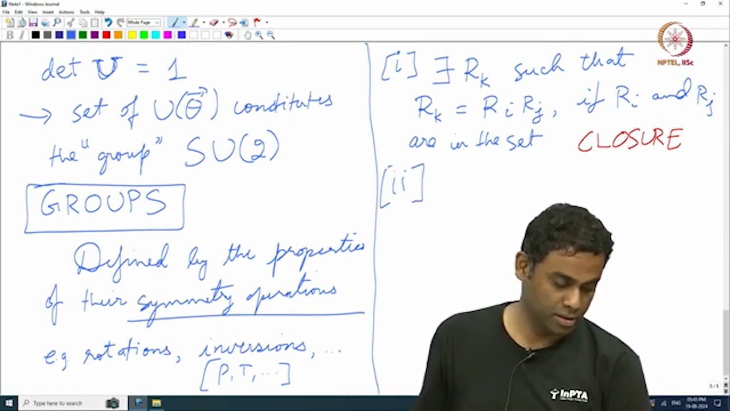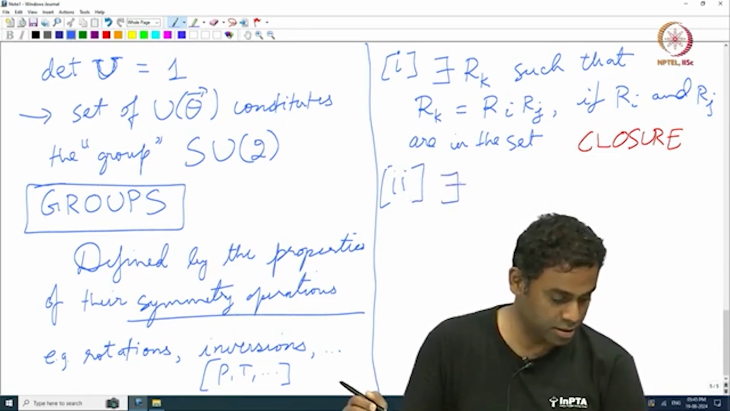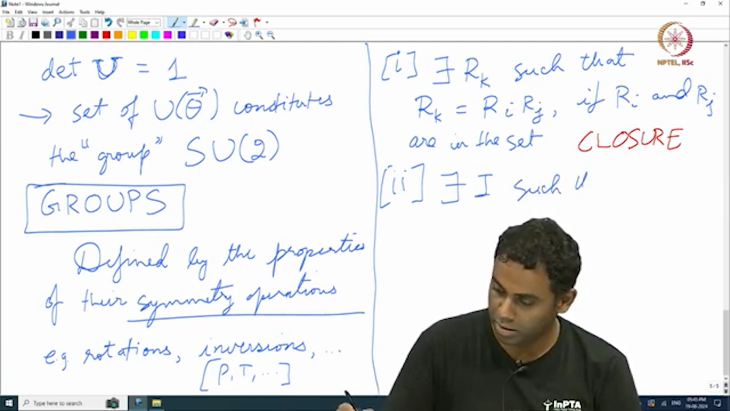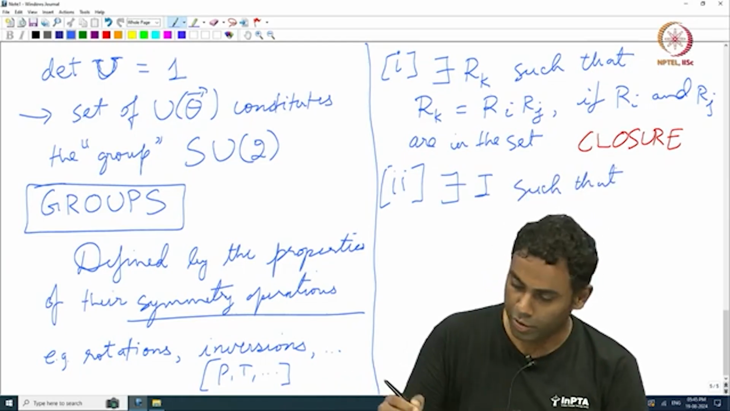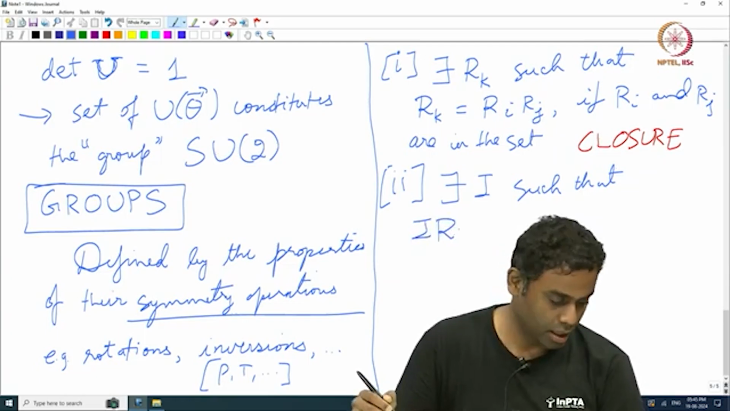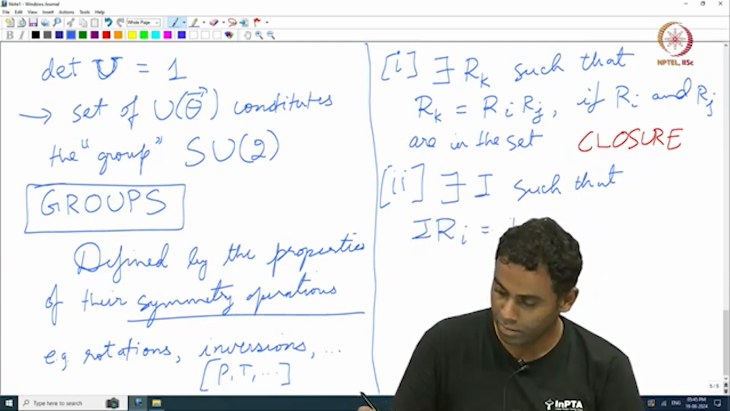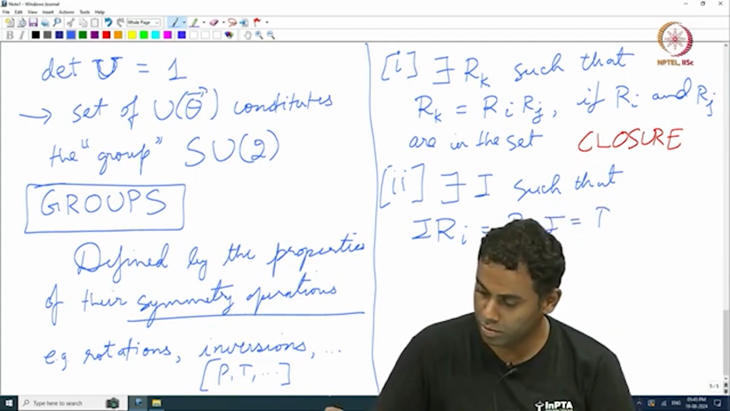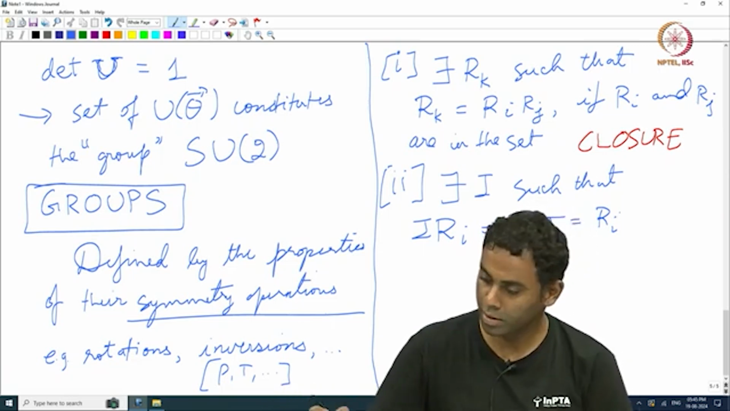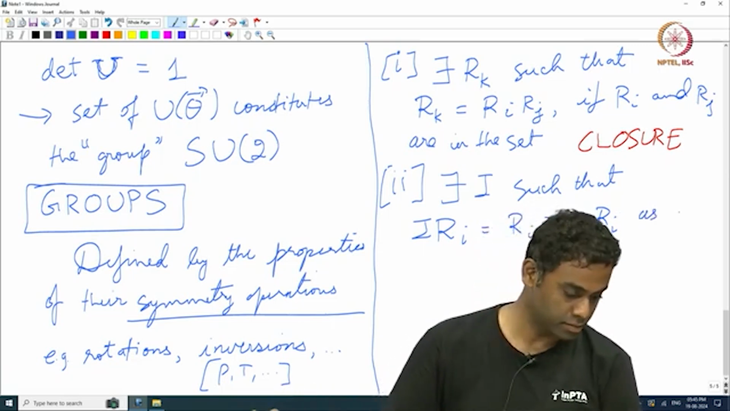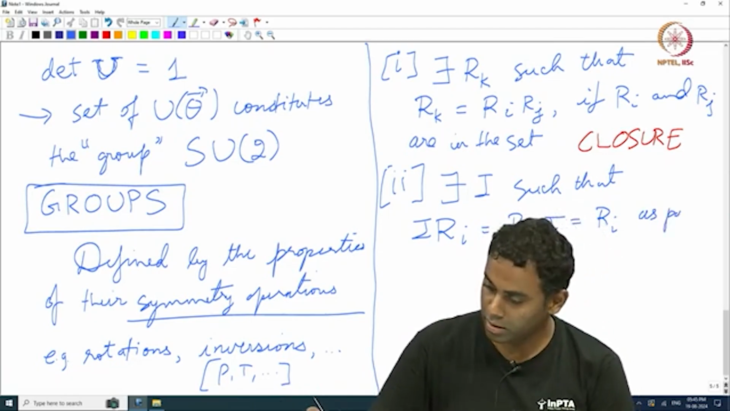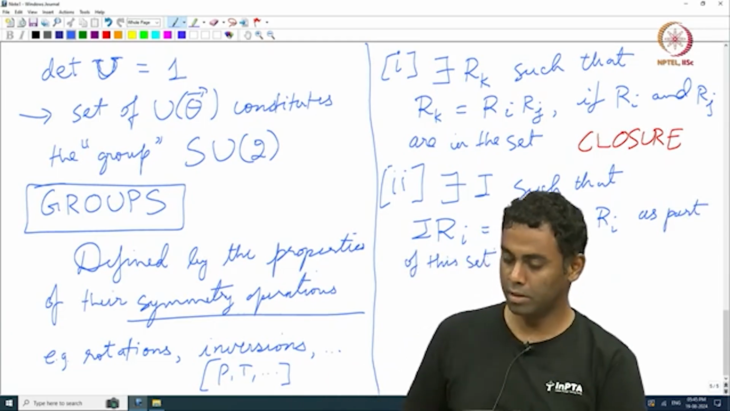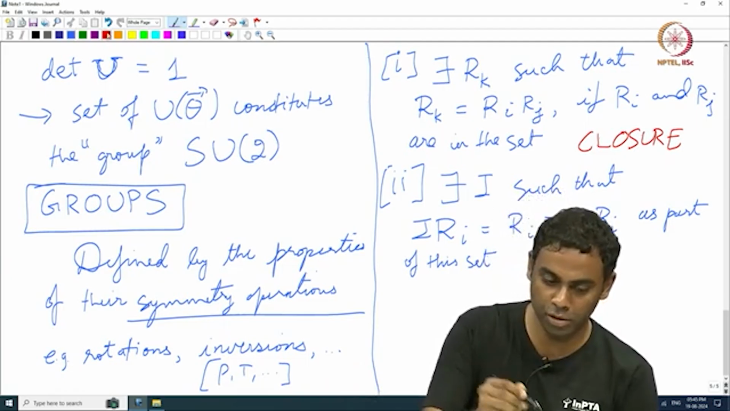Another important property, if there exists some element I such that I always have I times Ri equal to Ri times I equal to just Ri, okay, as part of this set, then that also qualifies as a group if you have this property also. So what is this property called?